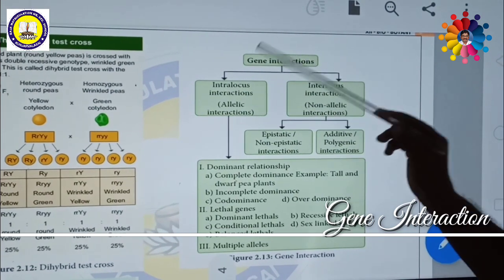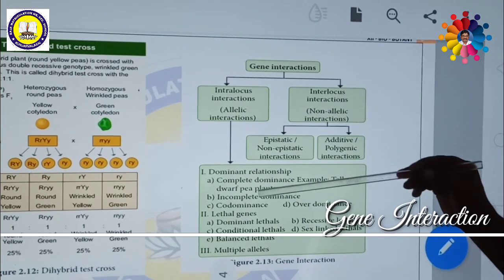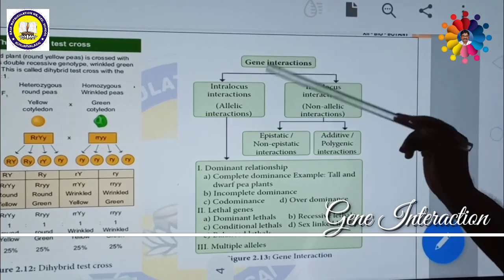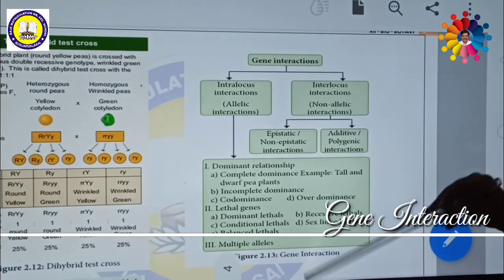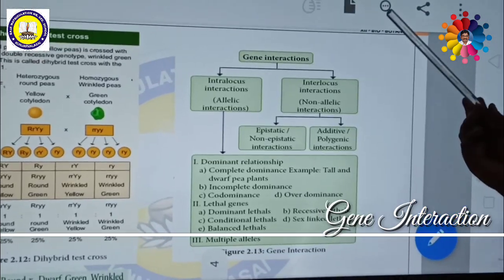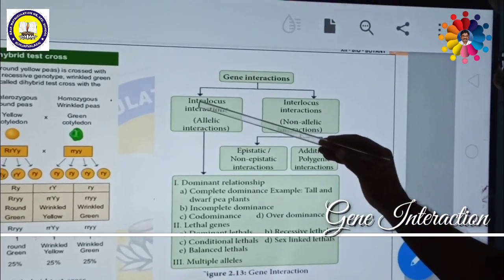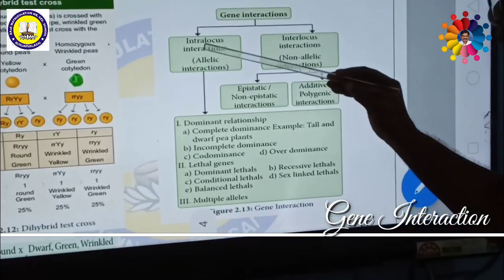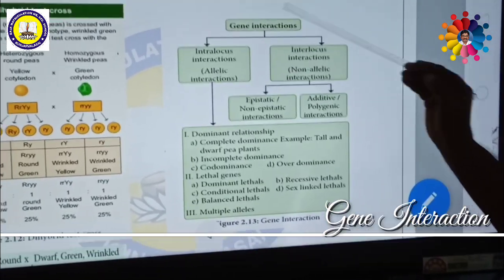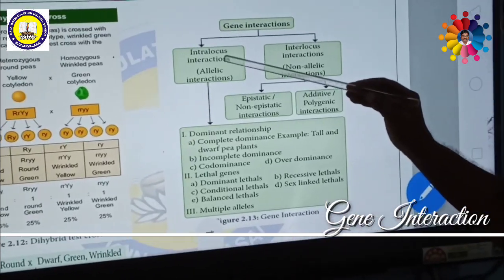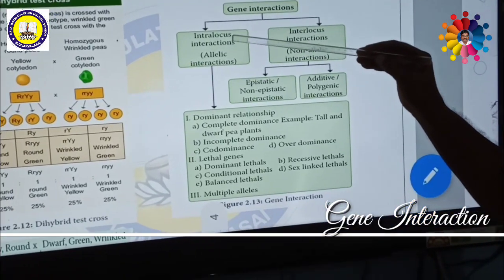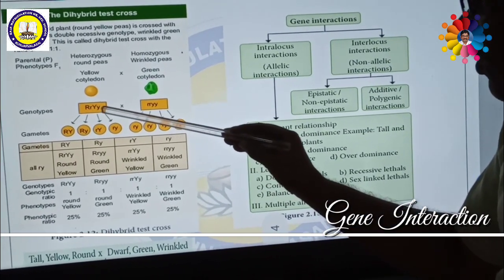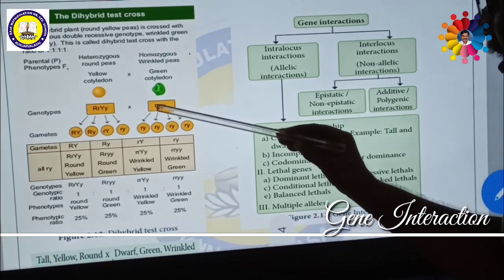What is intra? Intra means within. Inter means one to other. So intra means within, inter means between. That means this is the gene or alleles present in the same locus. So this is an interaction done within the same gene, same locus. For example, here there are two loci. This is one locus, this is another locus. This locus determines green.